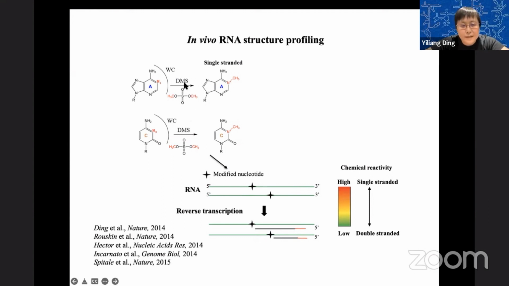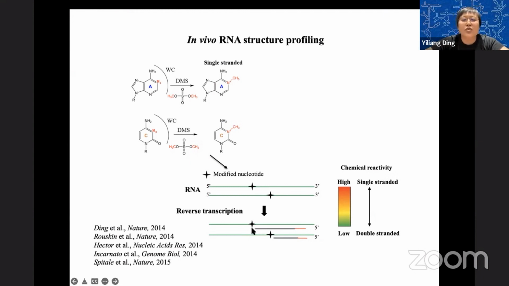For example, dimethyl sulfate, DMS, can modify single-stranded A and C and put a methyl group at their Watson-Crick face. Because this methyl group is attached to the RNA, when you perform reverse transcription, it will stall at the position where the nucleotide got modified. If you have more stalling at a nucleotide, that means this nucleotide tends to be single-stranded. By coupling with the Illumina sequencing platform, we generate a genome-wide RNA structure landscape.